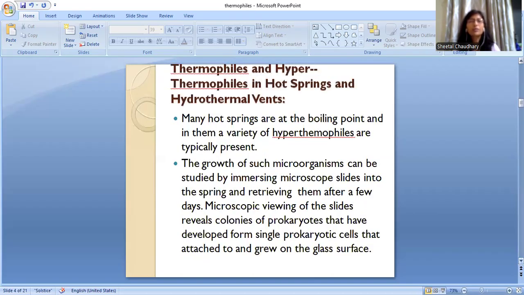Thermophiles and hyperthermophiles in hot springs and hydrothermal vents. Many hot springs are at the boiling point, and in them a variety of hyperthermophiles are typically present. The growth of such microorganisms can be studied by immersing microscope slides into the spring and retrieving them after a few days. Microscopic viewing of the slides reveals colonies of prokaryotes that have developed from single prokaryotic cells that attached to and grew on the glass surface.